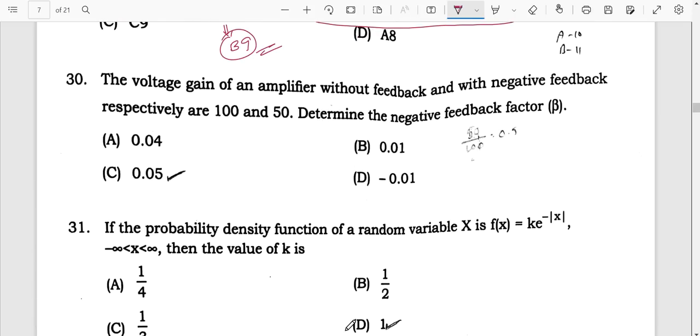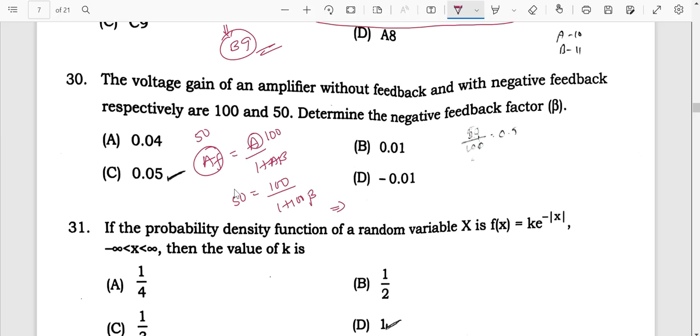Next one, the voltage gain of an amplifier without feedback and with negative feedback are respectively 100 and 50. Determine the negative feedback factor. So to find the negative feedback factor, AF is equal to A divided by 1 plus A beta. We have discussed this so many times. AF value will be 50, A value will be 100. So 50 is equal to 100 divided by 1 plus 100 into beta.